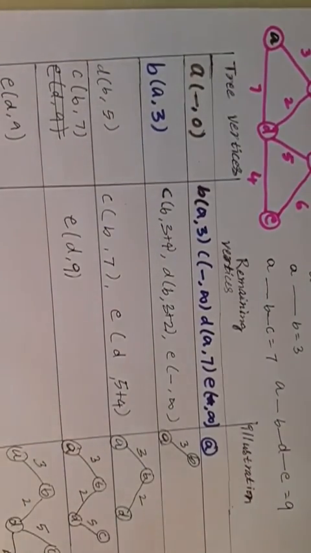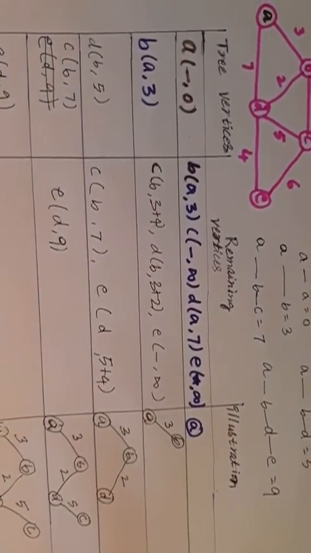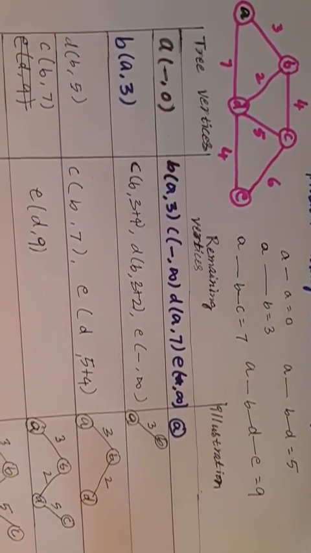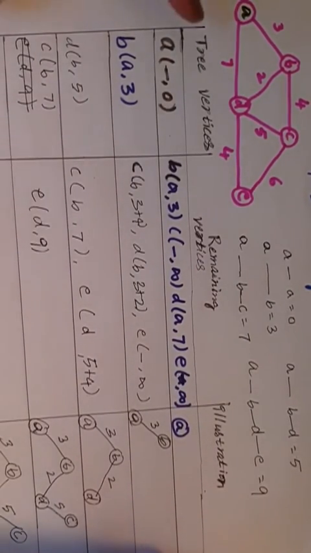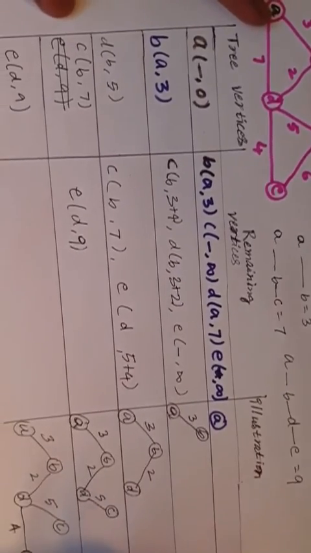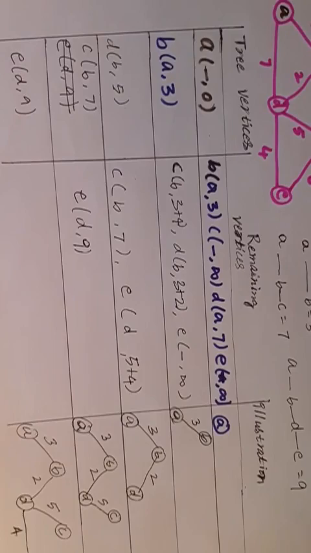Okay, so now this is the final answer. We have the shortest path distance to all other vertices from the vertex A. Okay, this is how you can solve the single source shortest path problem using Dijkstra's algorithm.